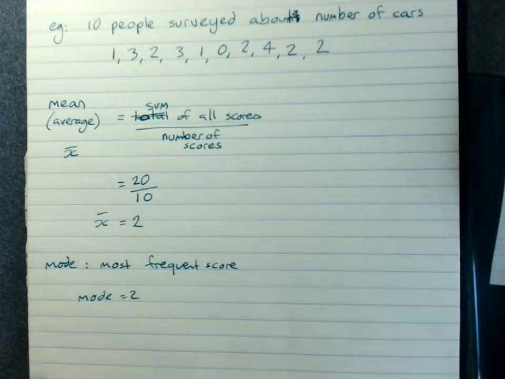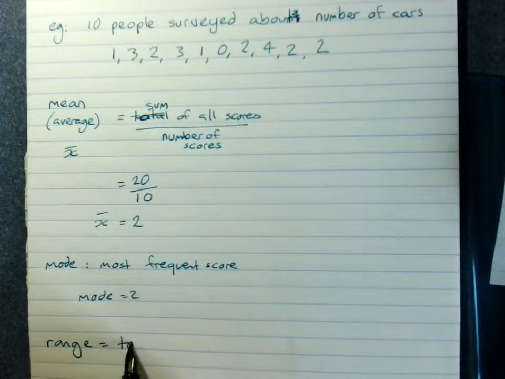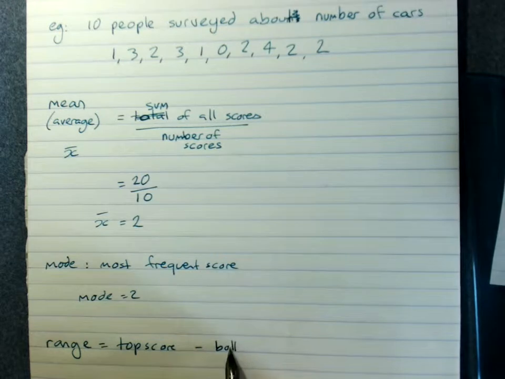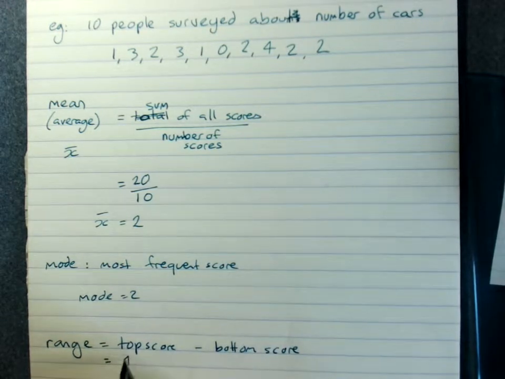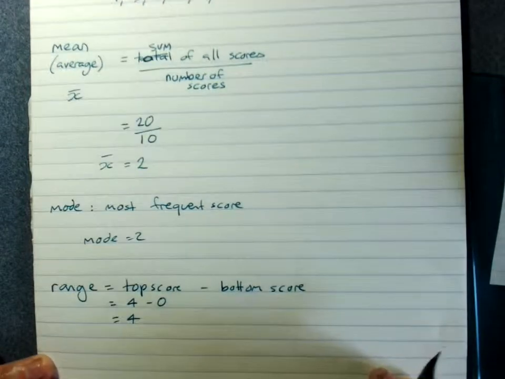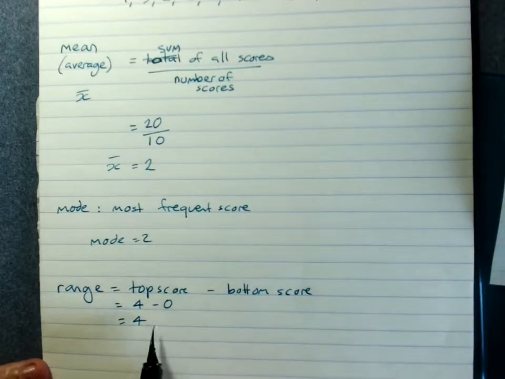The range is the top score minus the bottom score, which in this case is 4 minus 0, which is 4, which says my data is spread out by 4 scores.